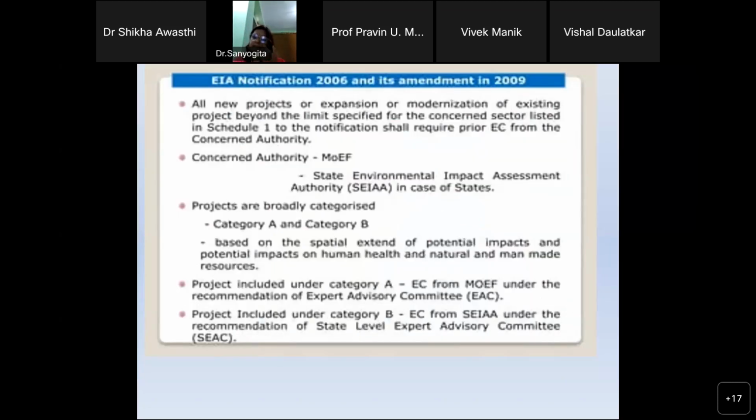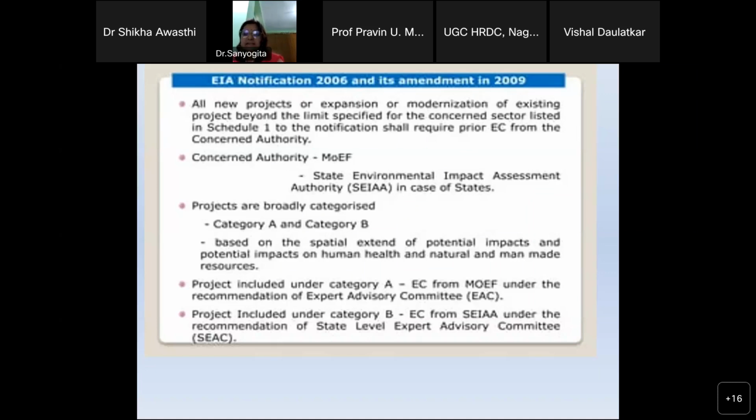So the projects have been classified, and according to that 2006 notification, all the new projects, either proposed or undergoing expansion or modernization, have to undergo the nodal authority of the Ministry of Environment and Forest, which is now also known as the MOEF. Here they are classified under the State Environment Impact Assessment Authority, that is SEIAA.